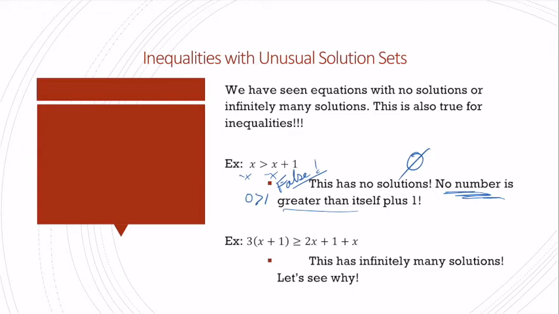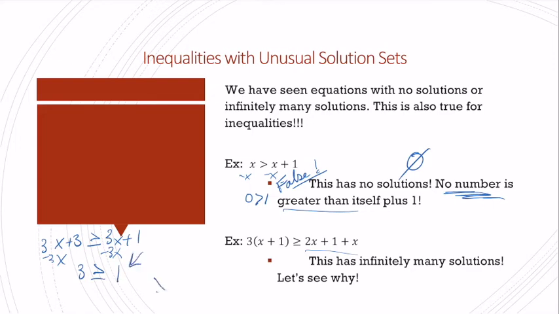This next example has infinitely many solutions, and let's see why. So I've got 3x plus 3, and then I can combine like terms. It's greater than or equal to 3x plus 1. If I subtract 3x from both sides, I get 3 is greater than or equal to 1. And this is a true statement.